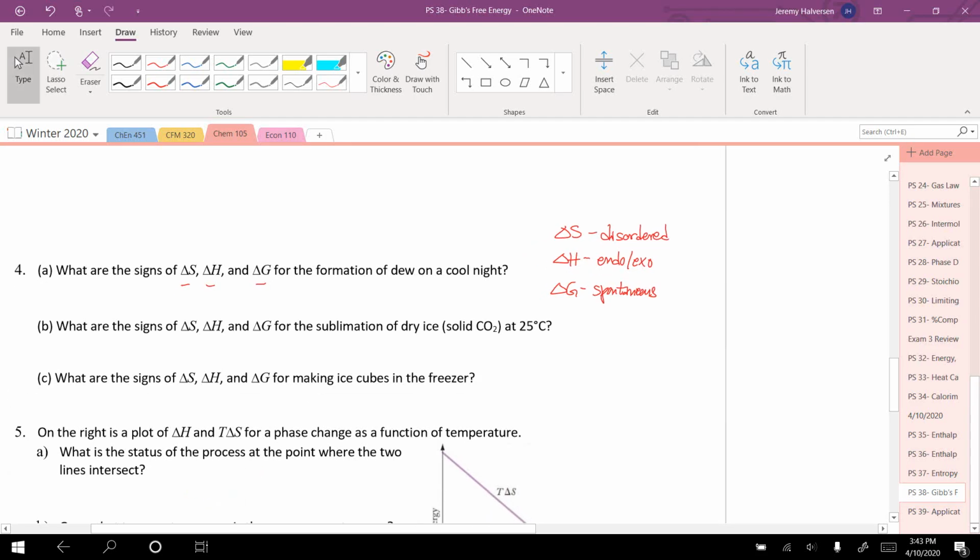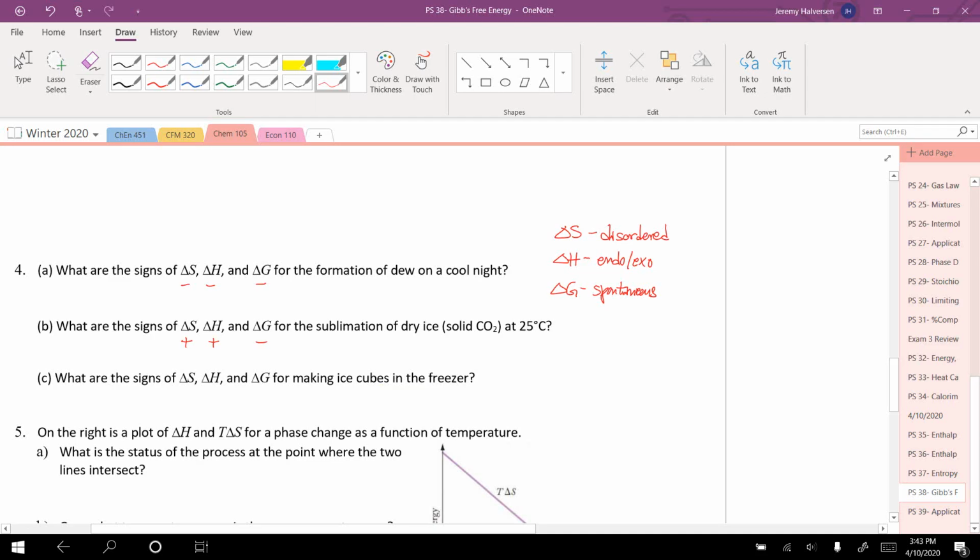Okay, sublimation of dry ice at 25 degrees Celsius. If you've ever seen dry ice, it looks like it's smoking. That's just carbon dioxide going from solid to vapor. Is that becoming more or less disordered? That's more disordered, going to a vapor from a solid. And that requires energy. Energy has to go in to make something sublimate. So delta H must be positive. And we ask ourselves, does that actually happen? Sure it does. If it hadn't happened, you would never have seen it happen, right? So delta G, and specifically it happens at 25 degrees Celsius, which is kind of normal conditions. Delta G must be negative.